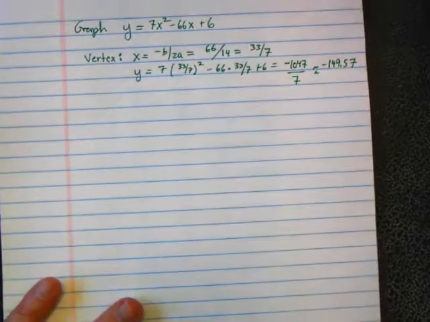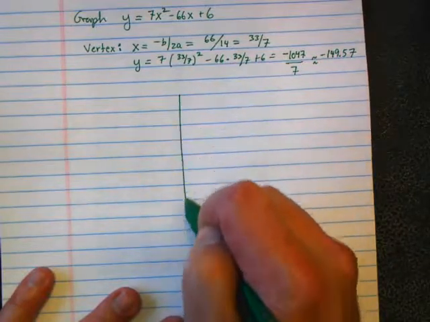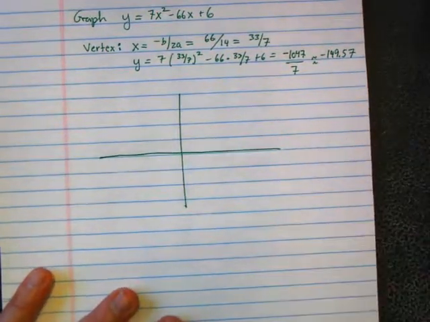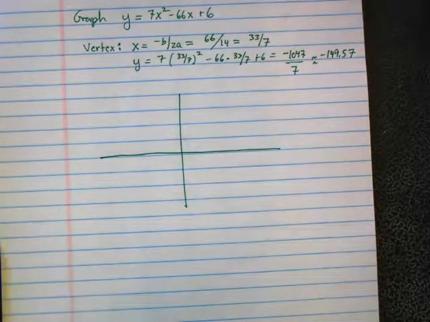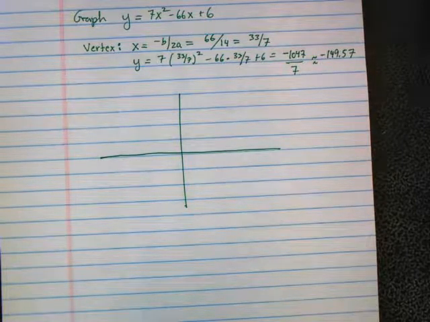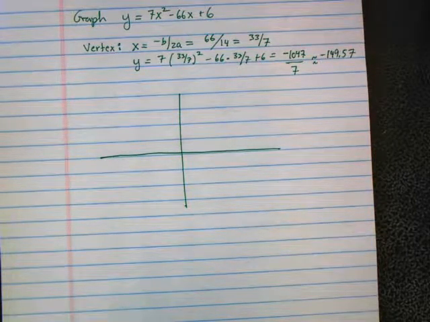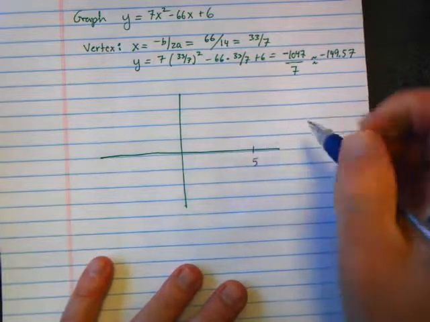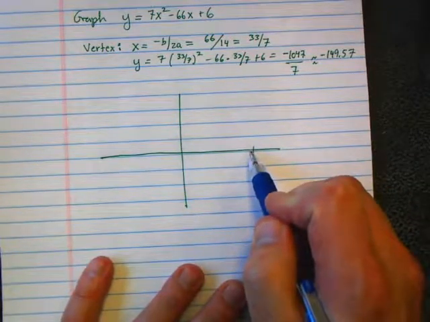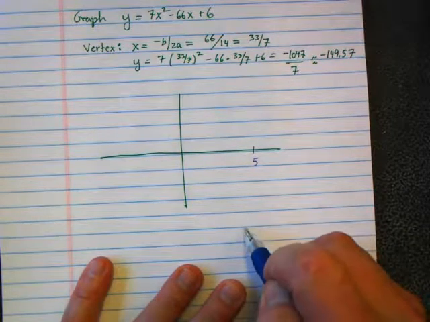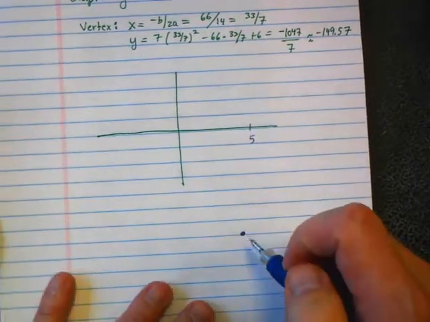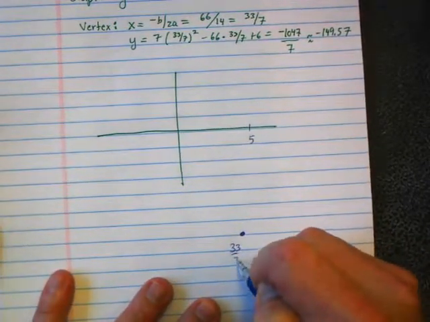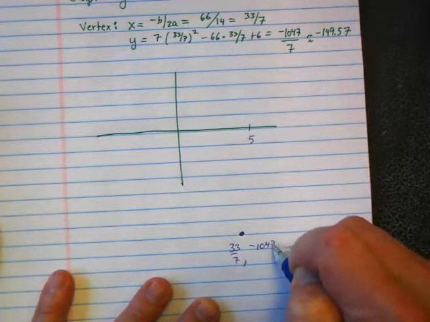All right, so if I want to start to graph, I can mark my vertex. 33 over 7. Where about is 33 over 7? A little less than 5, because 35 over 7 would be 5. So it's just a little less than 5. All right, so I'm going to mark 5 right here. And then 33 over 7 would be just a little bit less. Negative 149.57, that's way down here somewhere. So there's 33 over 7, comma, negative 1,047 over 7.